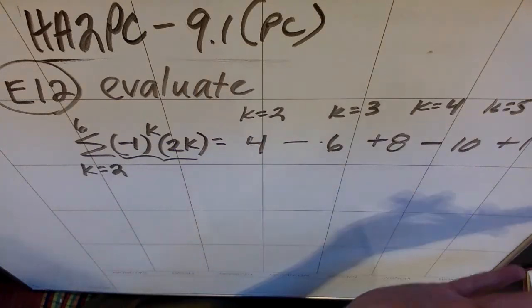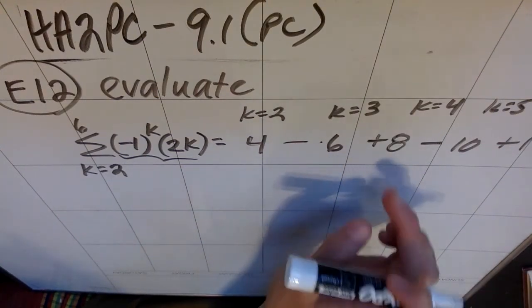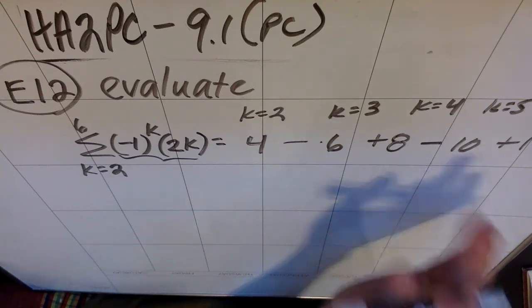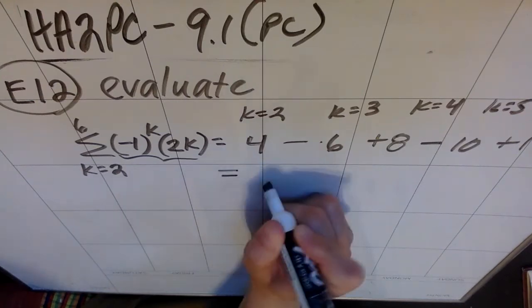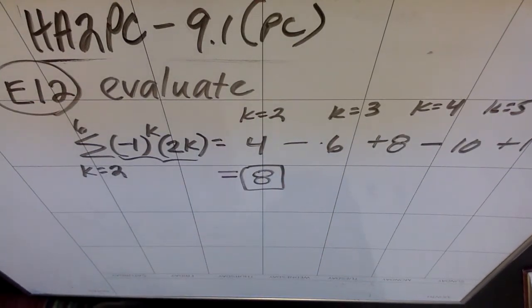Another way to do it is just work your way from left to right. This will be a negative 2. And then if I add the 8 to it, that's a 6. And then I subtract the 10 and get a negative 4 plus a 12. Hey, that's an 8. I don't care how you get there. Either way, it's an 8. Cool.